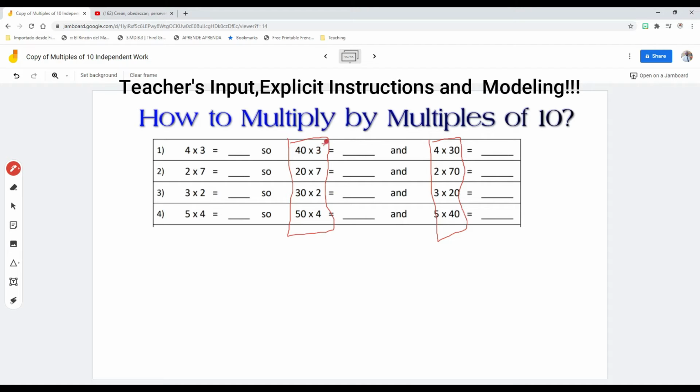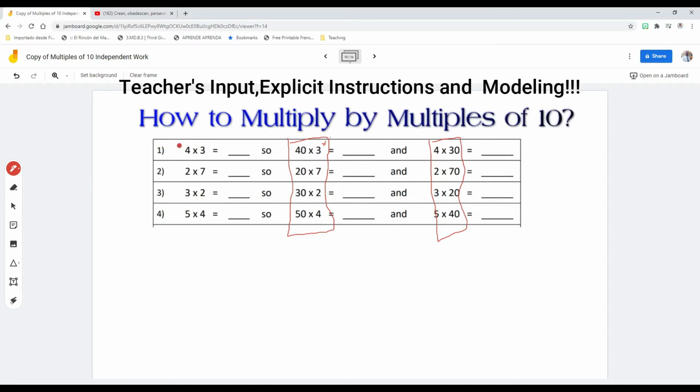If we multiply 3 times 10, it makes 30. 7 multiplied by 10 makes 70. 2 multiplied by 10 makes 20, and 4 multiplied by 10 makes 40. In the same way here, 4 times 10 makes 40, 2 times 10 makes 20, 3 times 10 makes 30, and 5 times 10 makes 50. But the point here is for you to understand how to get the product of a one-digit number multiplied by 10. As I said before, we have to know our times tables.